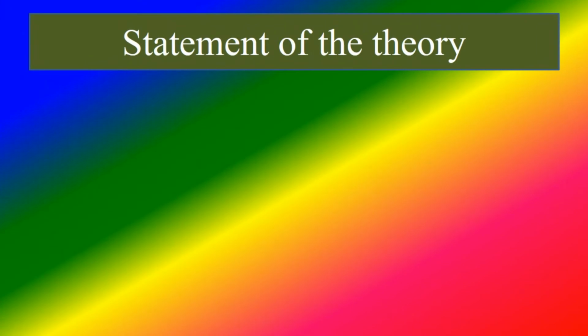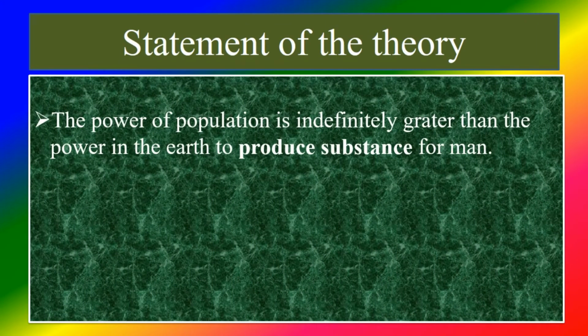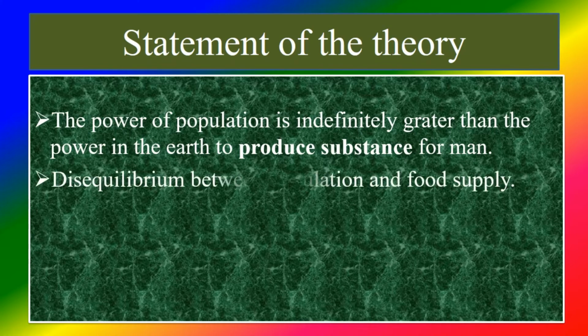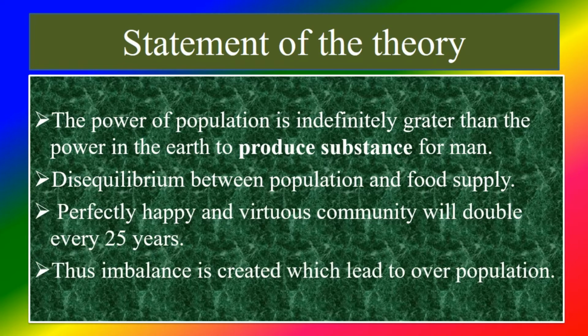Statement of this theory. The power of population is indefinitely greater than the power in the earth to produce subsistence for man. Disequilibrium between population growth and food supply. A perfectly happy and mature community will double every 25 years. Thus, imbalance is created, which leads to overpopulation.